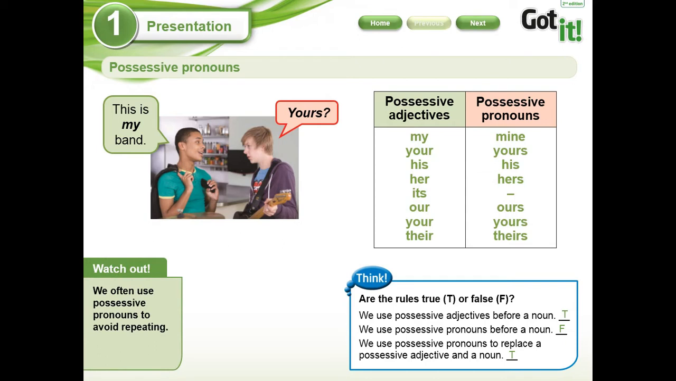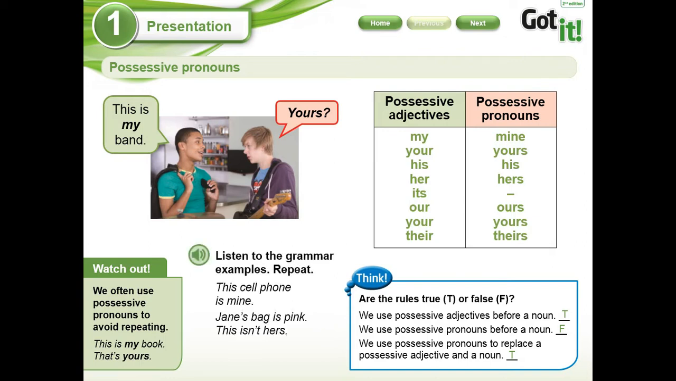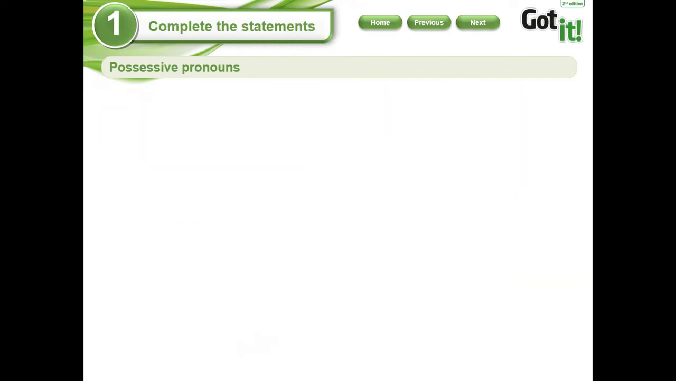As you can see, this is my book, that's yours. Let's listen. This cell phone is mine. Jane's bag is pink. This isn't hers. Correct. Now it's time to practice to see how much you understand.